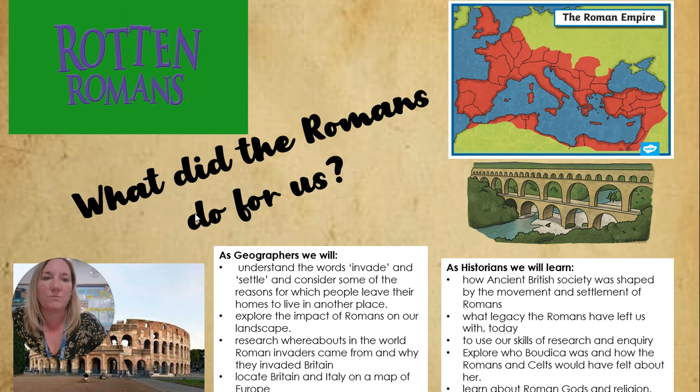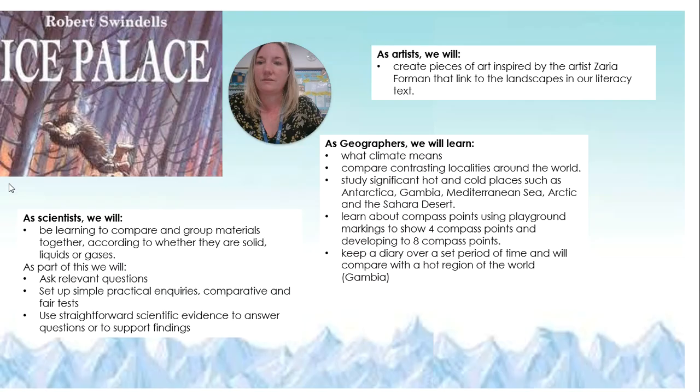For the rest of the term we'll be looking at Rotten Romans. As geographers we'll be looking at certain vocabulary based around movement of people and the impact the Romans had on our landscape, and then as historians we'll be looking at how our lands were shaped by the movement and settlement of the Romans. We're really lucky to live where we live, so we'll be discussing all about Rugby as well, and we'll be looking at Boudica and Roman gods.